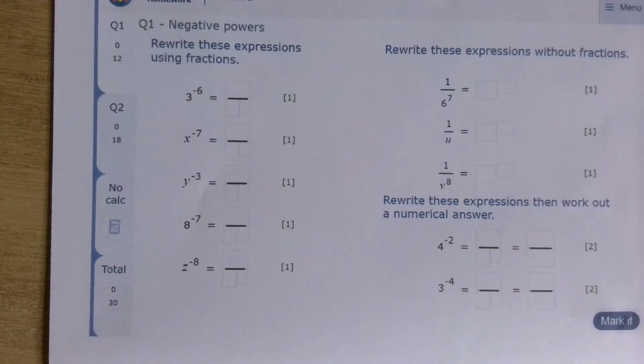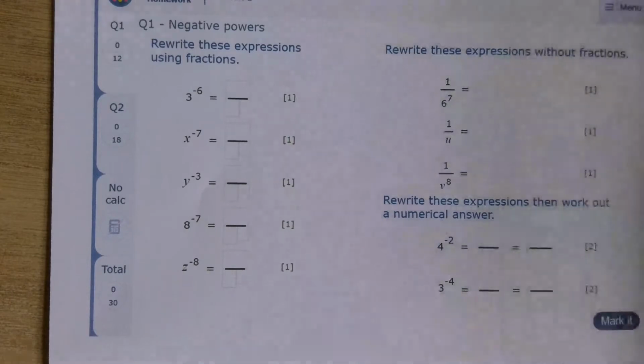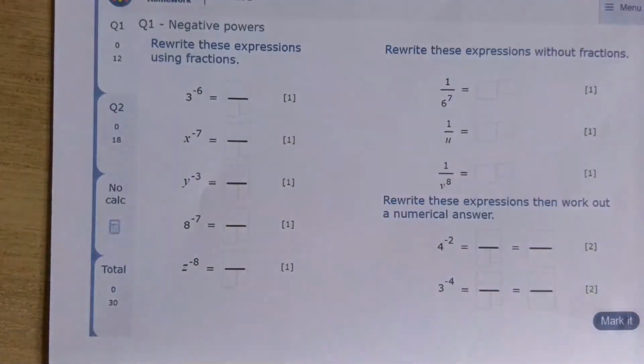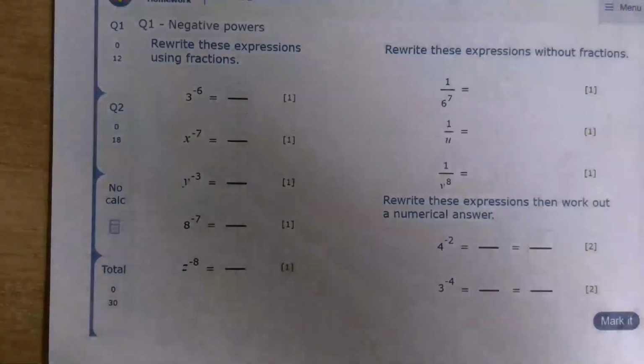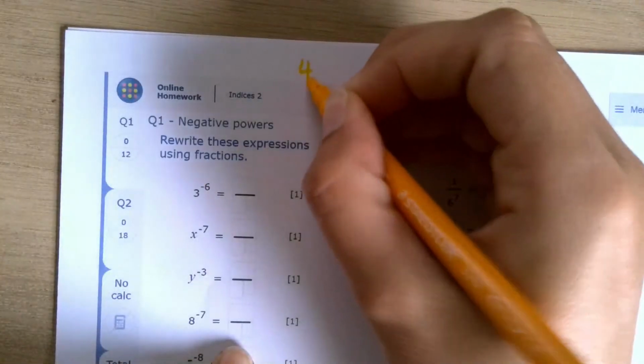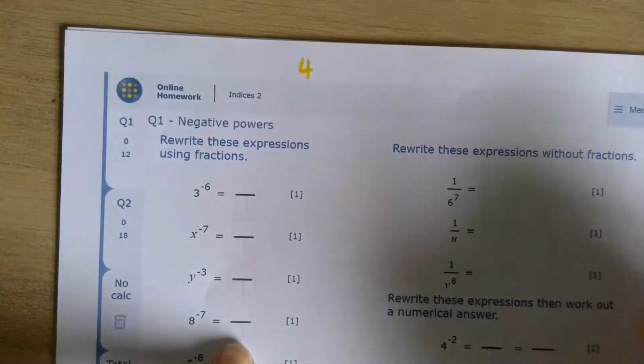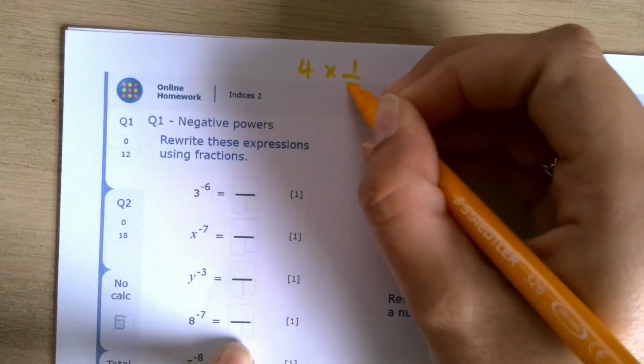When we look at negative powers, it's important to know that the negative part of the power, the negative part of the index, tells us it's a reciprocal. Reciprocal means whatever you've got to multiply it by to make 1. So for example, if I had 4, what do I have to multiply 4 by to make 1? I have to multiply it by 1/4.